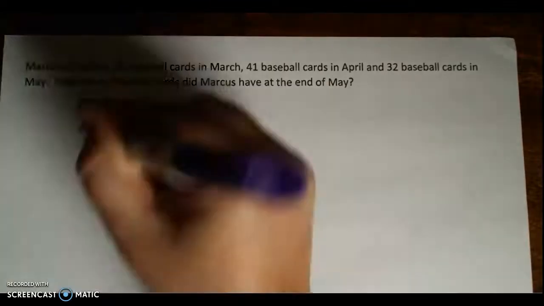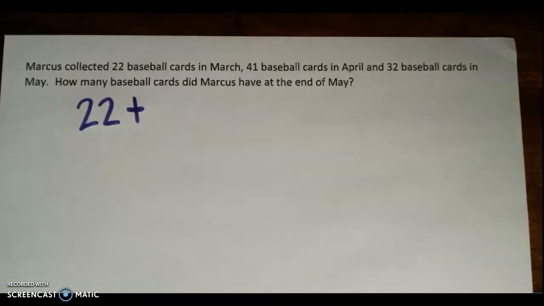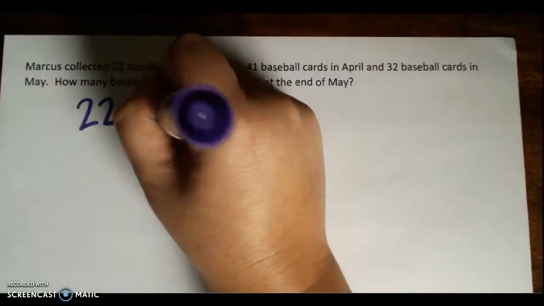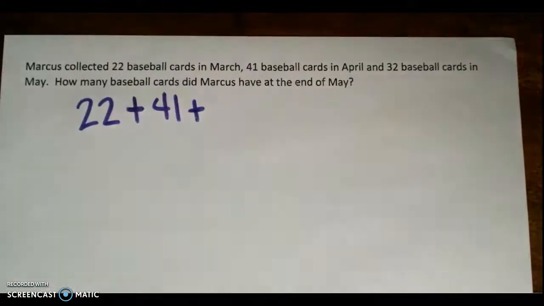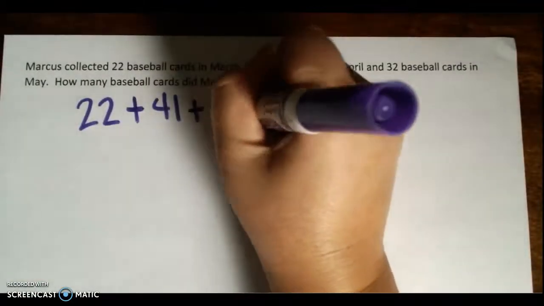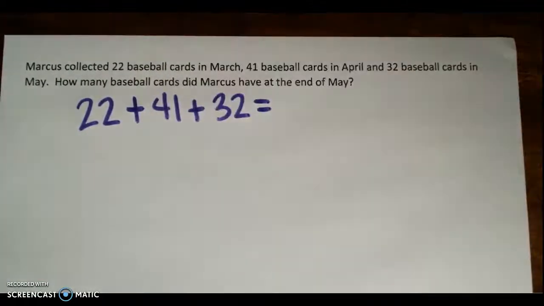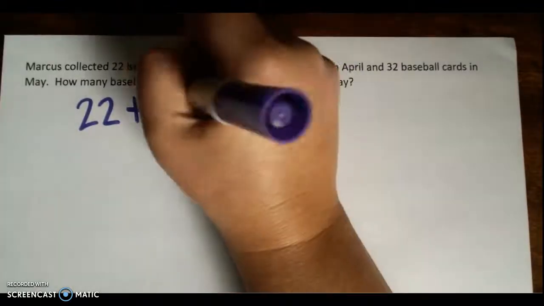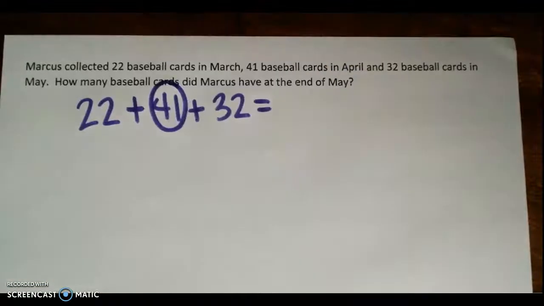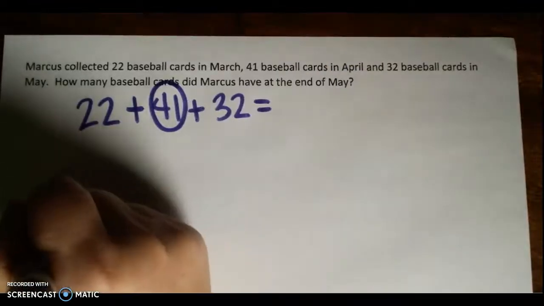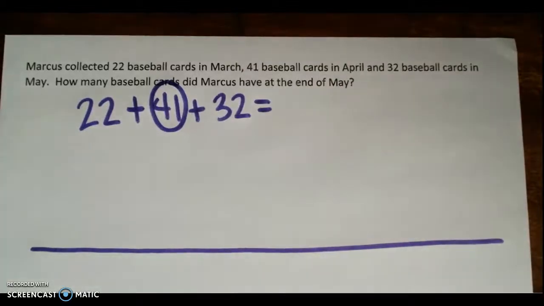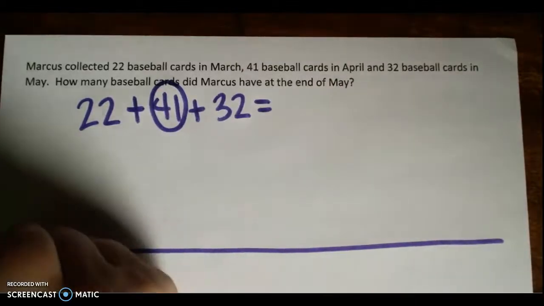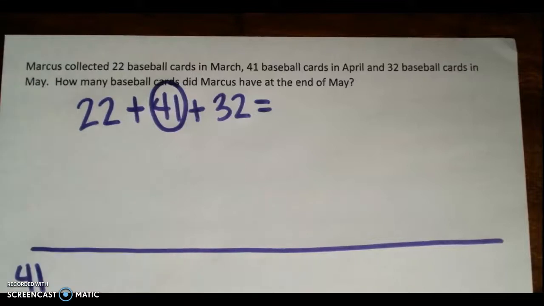22 plus 41 plus 32. Now, if I am using a number line to add, I want to use the largest number to start with. So I'm going to draw my open number line, and I am going to begin with 41 because that is my largest number.